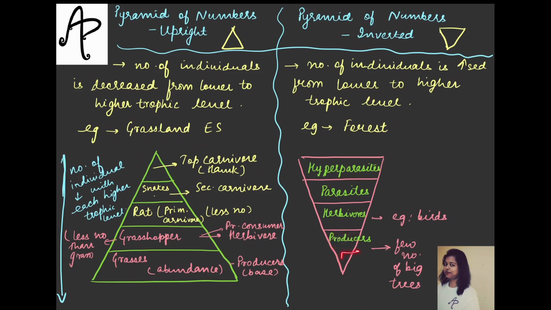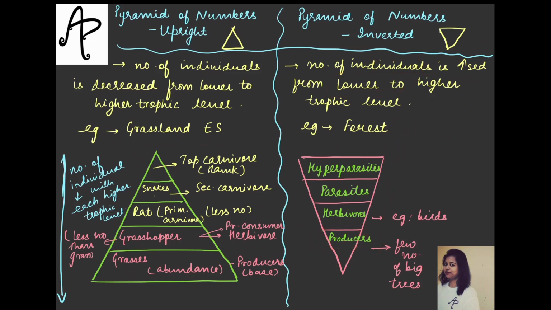So here let's say we have the producers and in the forest ecosystem the producers will be what? The bigger trees, right? So there will be very few number of bigger trees in let's say a forest. Then we will have a more number of birds which will be herbivores in the another level, then more number of parasites, and then larger number of hyperparasites. So you are seeing that the less number of producer is here and therefore the producer is at the base, और यहाँ पर number of individuals is actually increasing from the lower to the higher level.